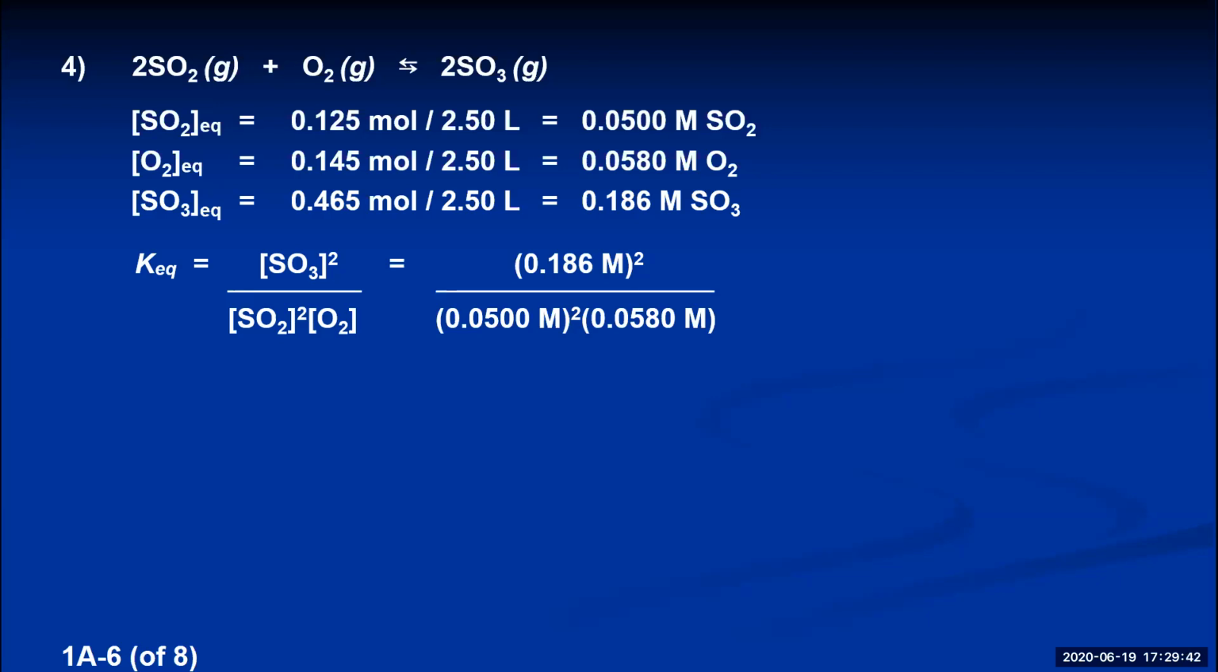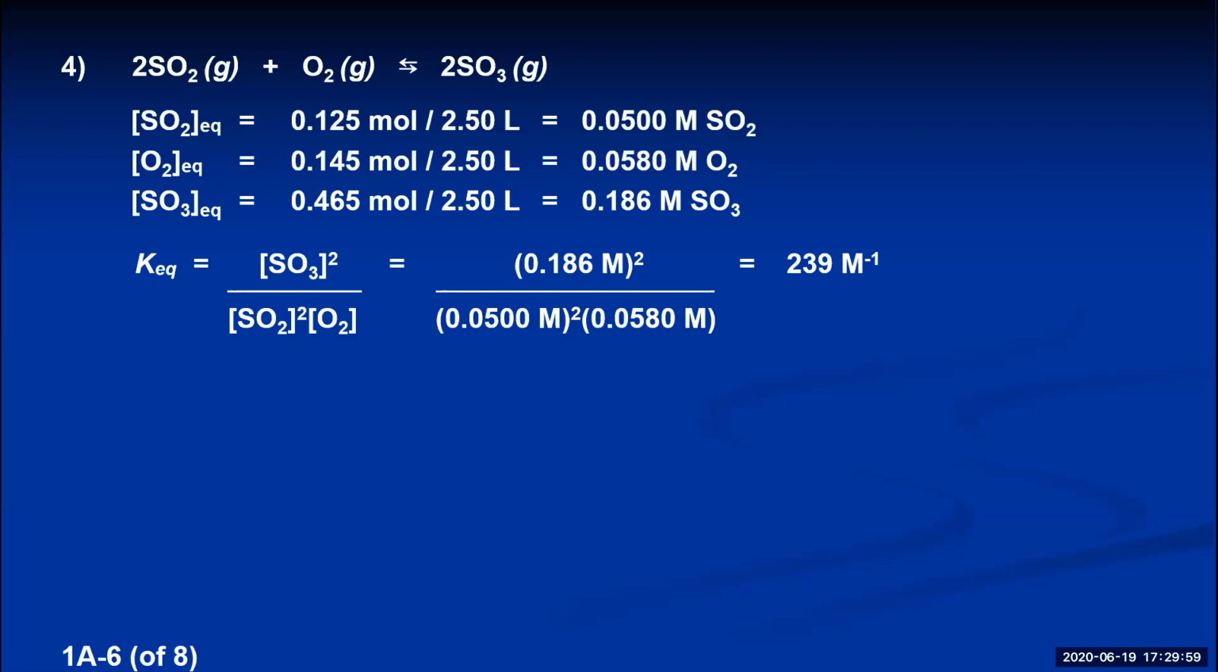For the units, in the numerator I have molarity squared, but the denominator I have molarity cubed. So molarity squared divided by molarity cubed gives us units of molarity to the -1. So our final answer comes out 239 molar to the -1.